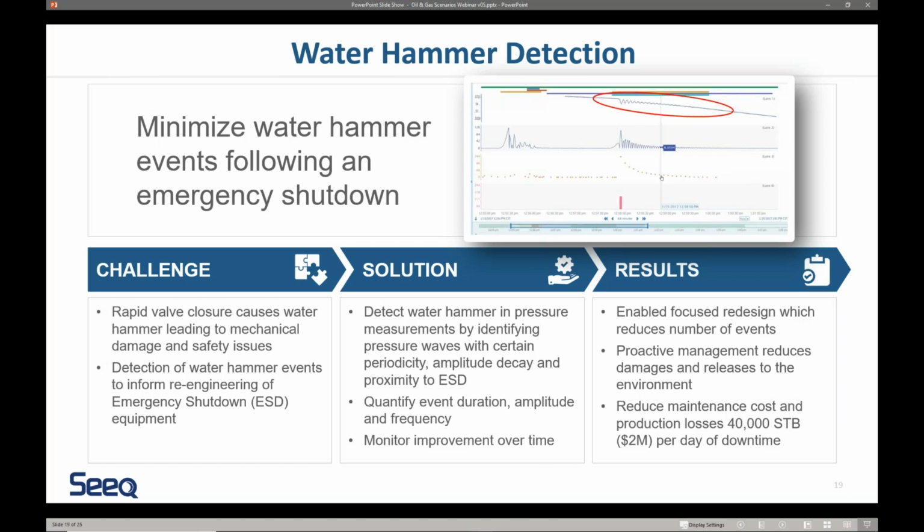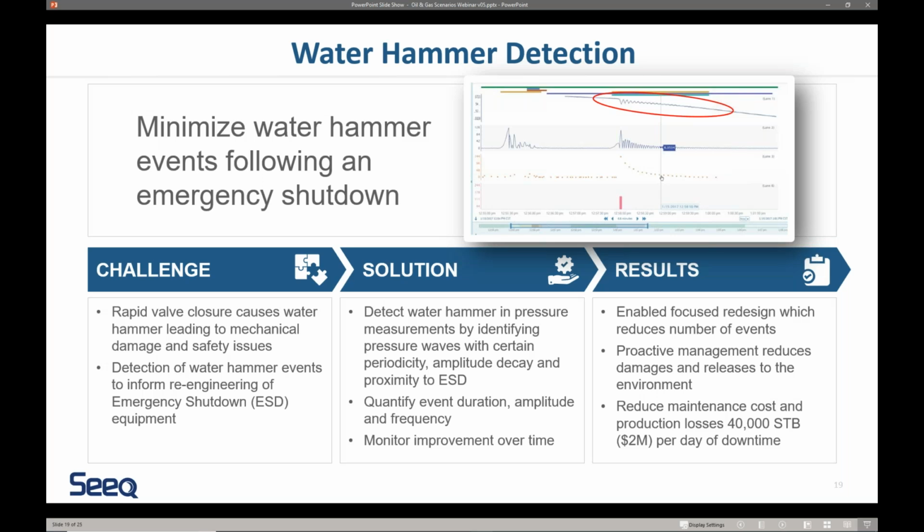For this solution, we're going to detect water hammer in our pressure measurement, by identifying pressure waves with a certain periodicity and amplitude decay and proximity to an emergency shutdown event. We can quantify the event duration, amplitude, and frequency as we desire, and then we can monitor over time. The results allow us to enable a focused redesign of the equipment, which can reduce the number of water hammer events when we have an emergency shutdown.